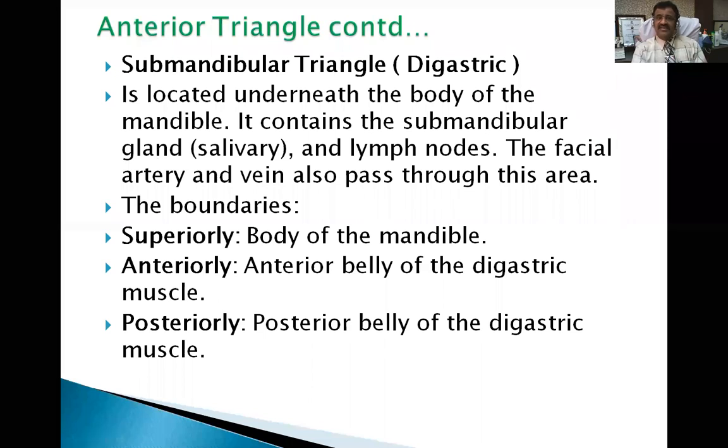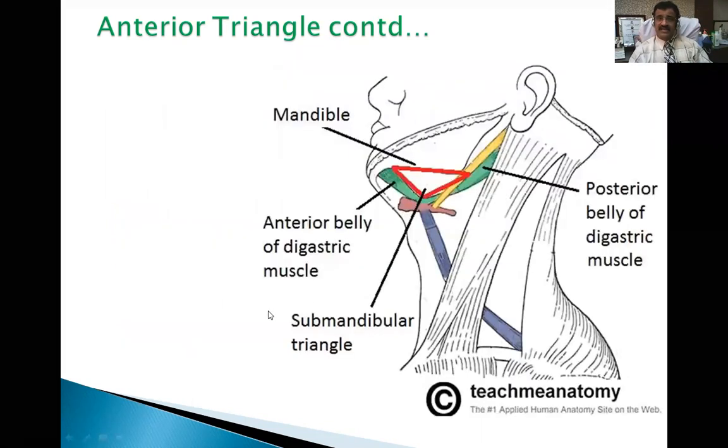The boundaries of this submandibular triangle are superiorly the body of the mandible, anteriorly the anterior belly of digastric, and posteriorly the posterior belly of the digastric. So both the bellies of digastric take part in formation of the triangle. That is why this triangle is also called digastric, and it is just below the mandible, so it is also called mandibular triangle. Plus it contains the submandibular salivary gland, so it is also called submandibular triangle. You can see here the mandible, just below the mandible, this submandibular triangle. Okay, anterior belly of digastric, posterior belly of digastric, and the base of body of mandible.